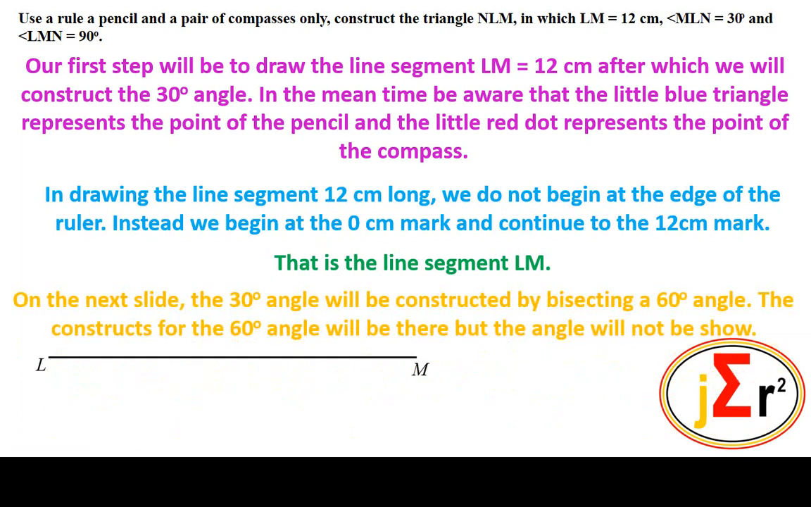On the next slide, the 30 degrees angle will be constructed by bisecting a 60 degrees angle, and that is how it is done according to the requirements of the syllabus. We are not, in this particular case, allowed to use a protractor. So we need to know how to do our constructions so that our angle will be accurate without the use of a protractor. We will construct a 60 degrees angle and bisect it to give us that 30 degrees angle.